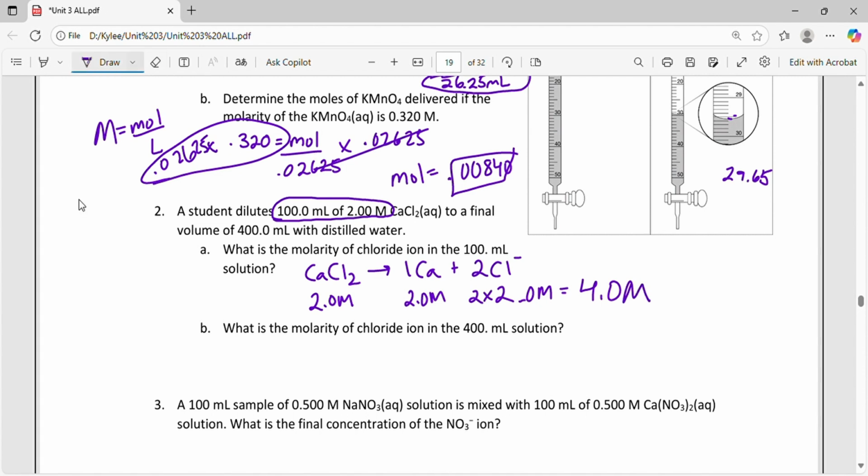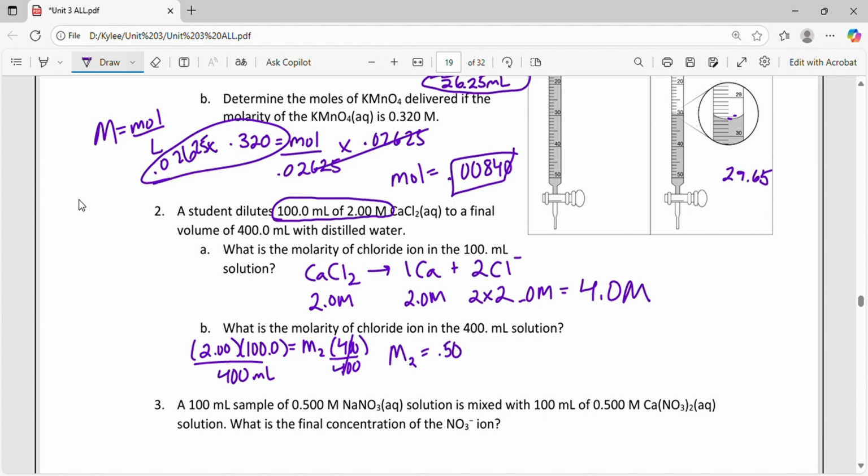Now we have to do a dilution. So they say that our initial solution, the more concentrated one, was 2. We want to know what the new molarity will be if I dilute it to 400. And for this one, because the number of milliliters end up canceling, you can leave it in mLs. You do not have to change it into liters if you're doing a dilution. So to simplify, 2 times 100 is 200 divided by 400. That means my new molarity is going to be 0.5.